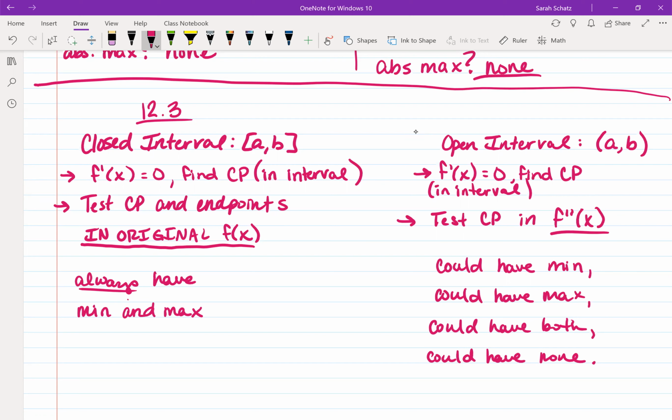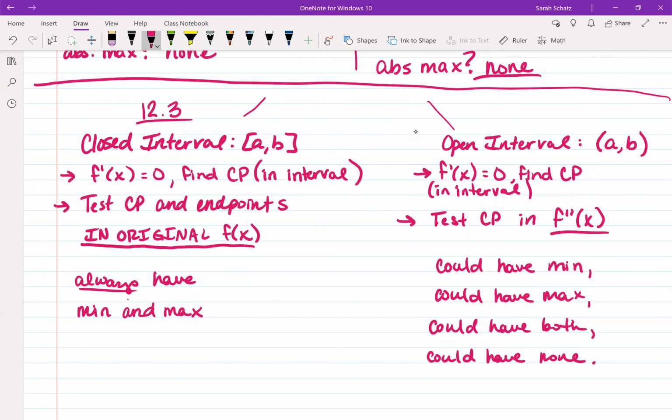So yeah, your closed interval questions, you always are going to get an answer for both min and max. And then open, well, it's open, right? I mean, you might have one, you might have two, you might have none. But those are the key differences that you want to have written down, or just be very clear about the steps, because in 12.3, you have some closed and you have some open.